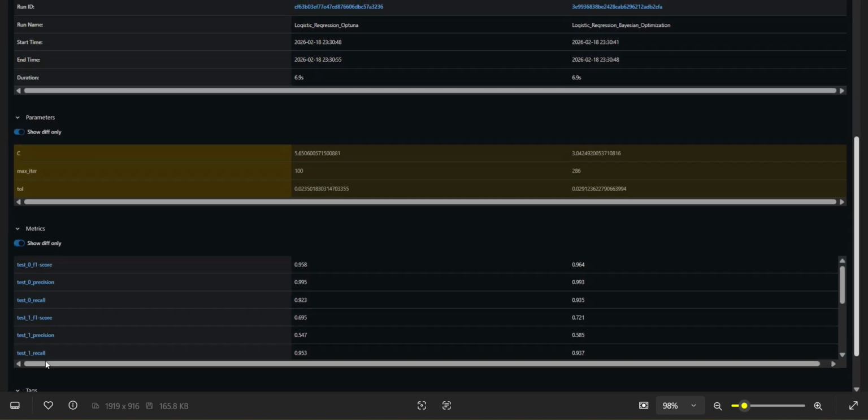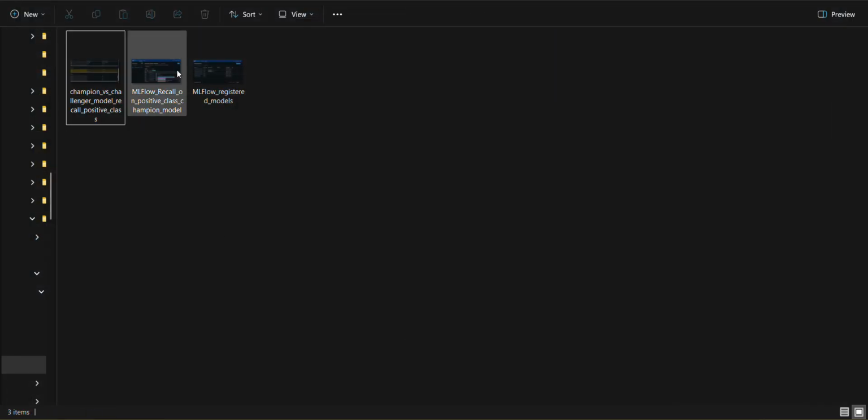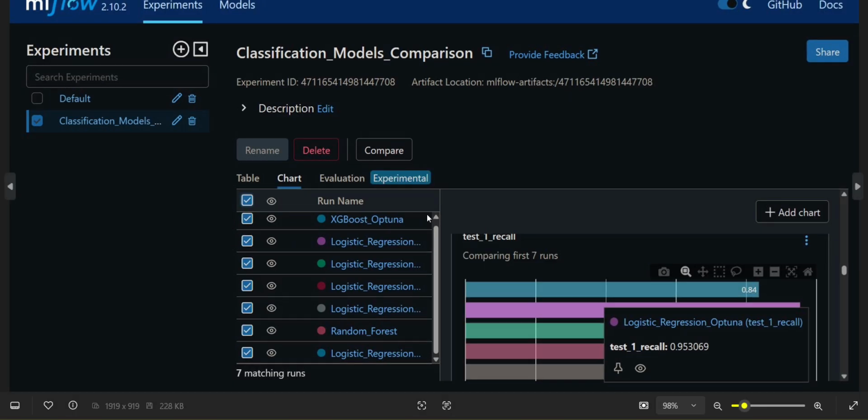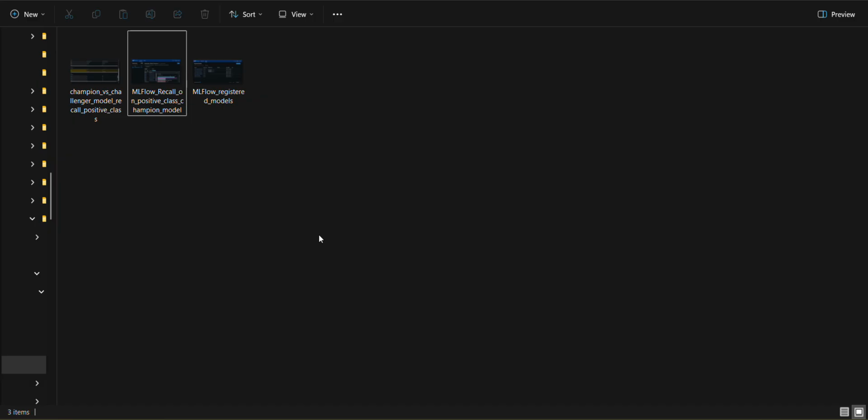As you can see, the recall on the positive class is 95.3 for the champion model, and the recall on the positive class for the challenger model is 93.17. I have also built models using XGBoost, random forest, and a decision tree. But the main reason I chose logistic regression was its explainable power and easy integration with the business rule engine.